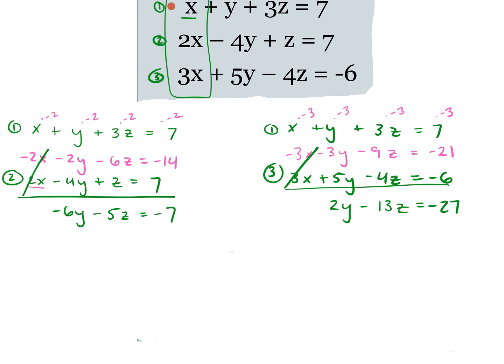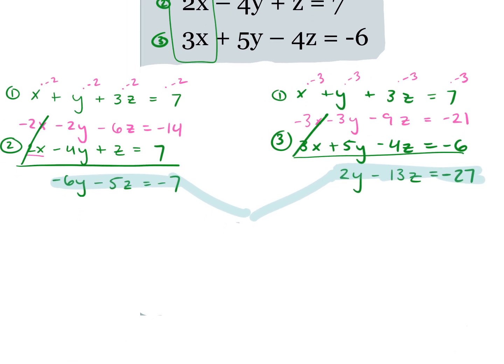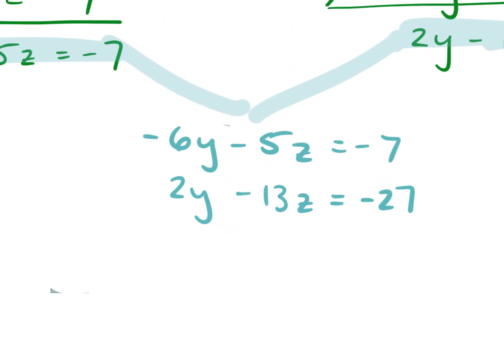We could cancel out the y. Let's pick two equations here. Or we don't pick. We're going to take our two equations, the two answers that we just found, and we're going to combine these together. So we have negative 6y minus 5z is equal to negative 7, and 2y minus 13z is equal to negative 27. Now, Duvie said we want to cancel out the y. Can they cancel right away? No. What do we need to multiply by to get them to cancel?